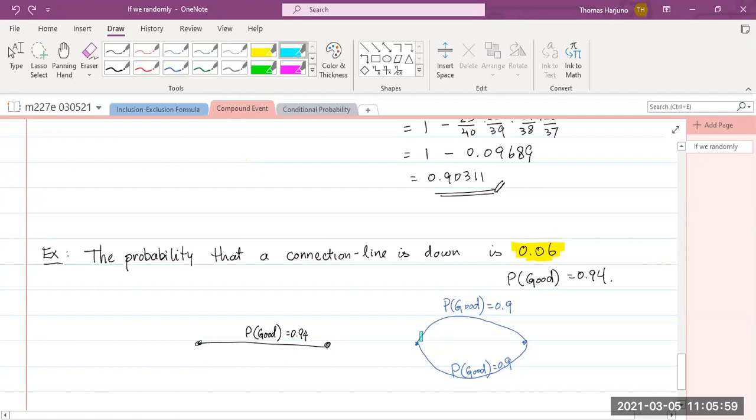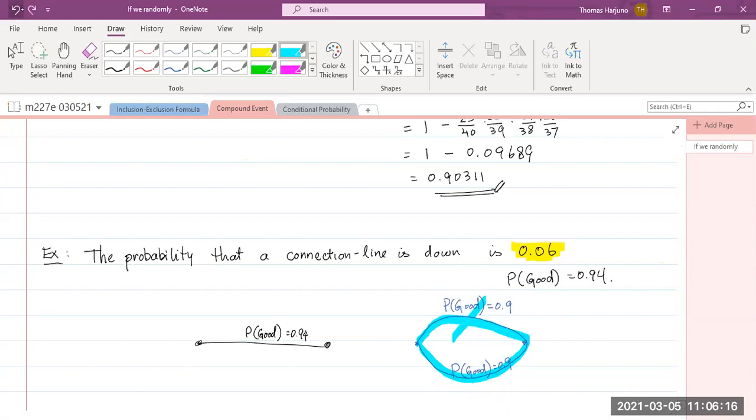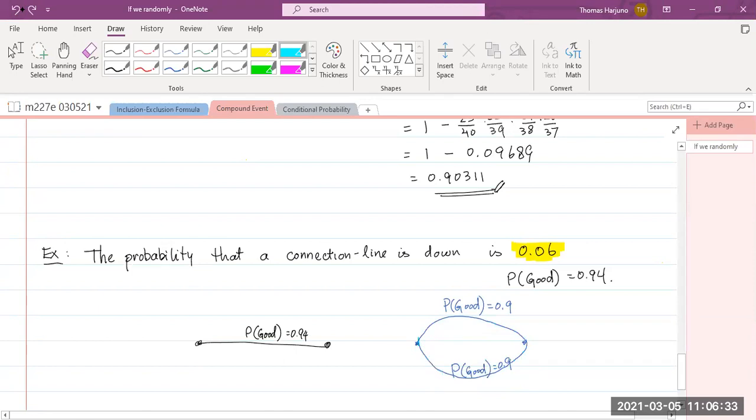So the router I use may be from 10 years ago, but instead of using one connection, I use 2 connections in parallel, such that even if this is down, I still can use this one. I'm still connected. Or even if this is down, I still can connect. I'm still connected this way. Okay, now imagine, what is the probability that my connection is down? My connection will be down if both of them are down.